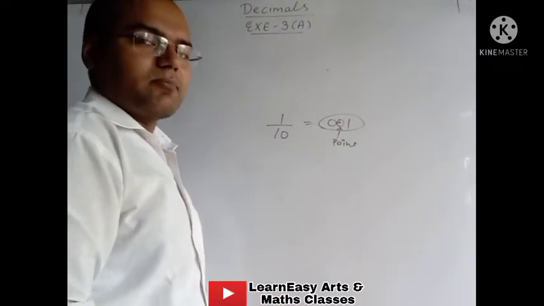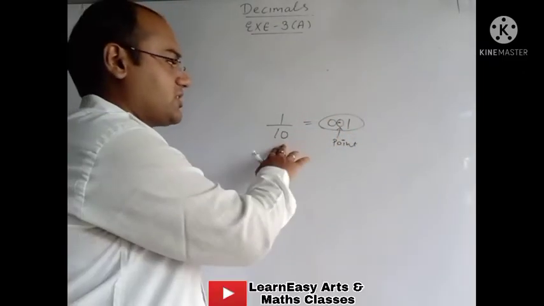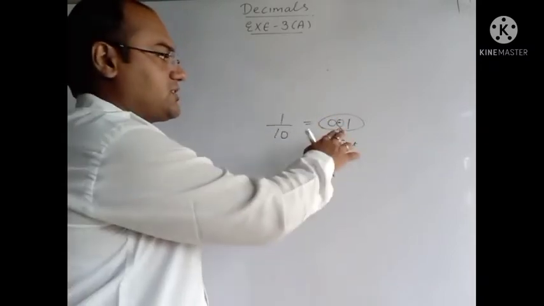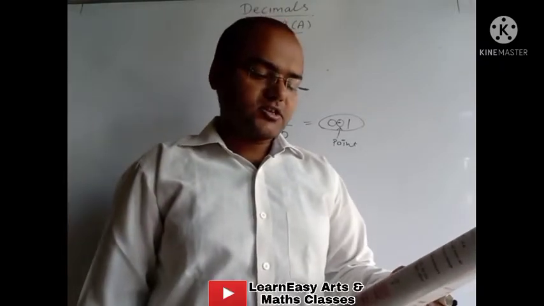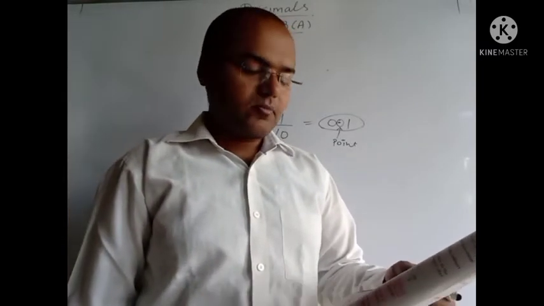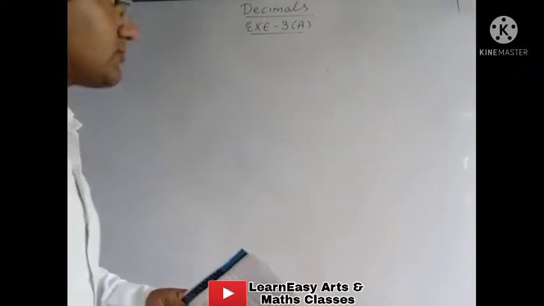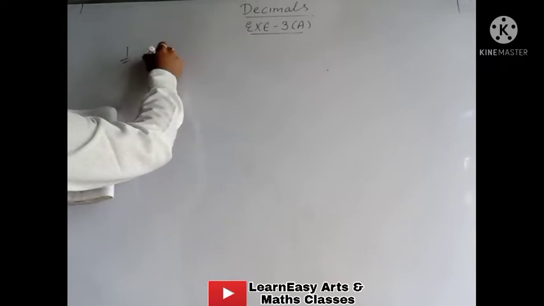So what are decimal numbers? Decimal numbers are those numbers in which we are using the point. Fractions we will convert into point form. This is known as decimal format. So in the first question, we have to change all the parts into decimal form. First part, all of you see.